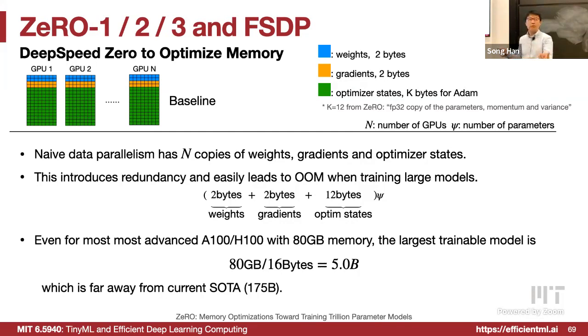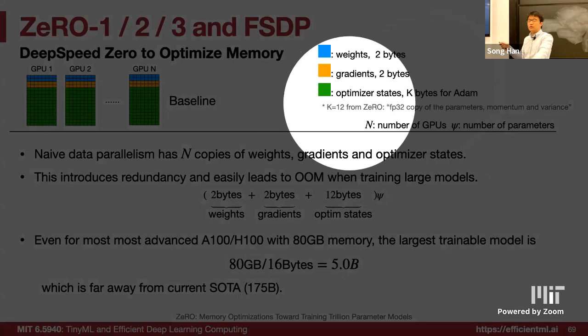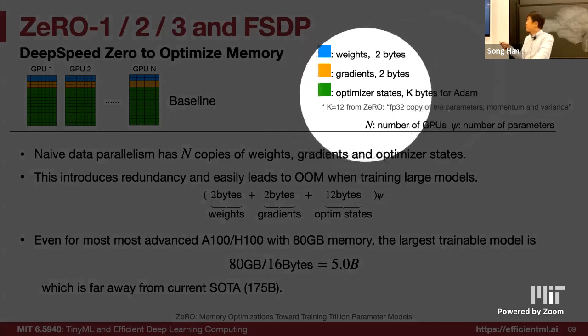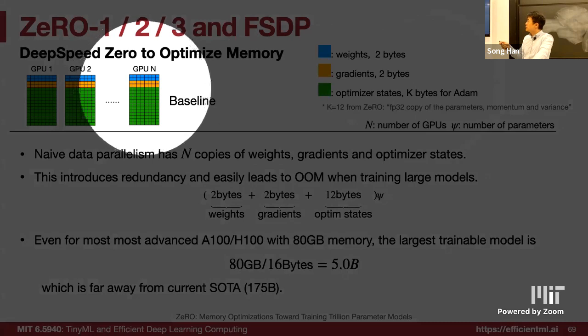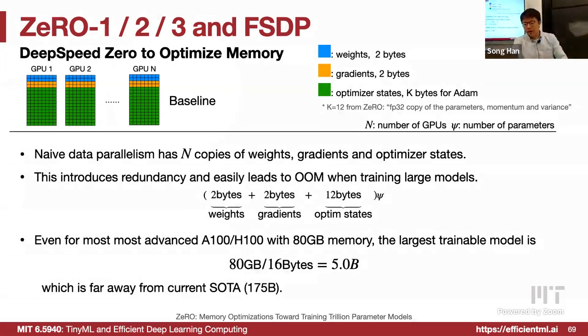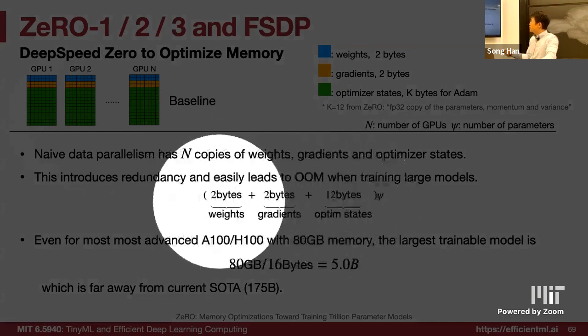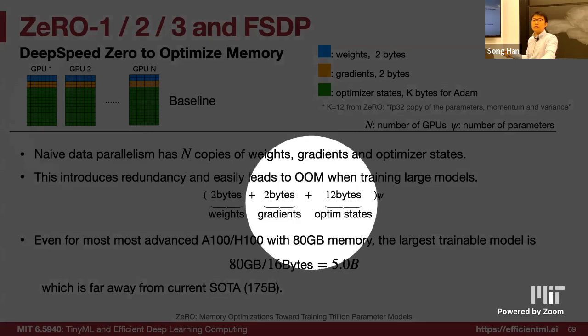The 2 momenta require 2 numbers, and the master copy of the weight is another number. So altogether, we need 3 numbers, and every number is 4 bytes. So we need 12 bytes altogether for the optimizer states. This is the optimizer state, this is the gradient, and this is the weight. The optimizer state actually occupies a pretty large portion of the total memory. Summing up the weight, the gradient, and the optimizer state, altogether you need 16 bytes to train each parameter.